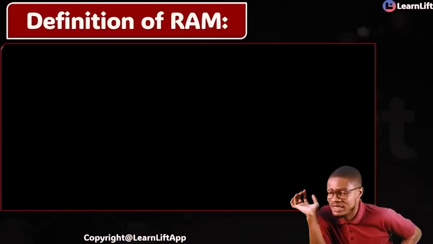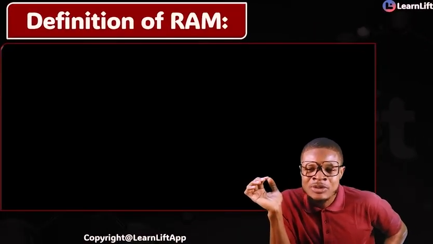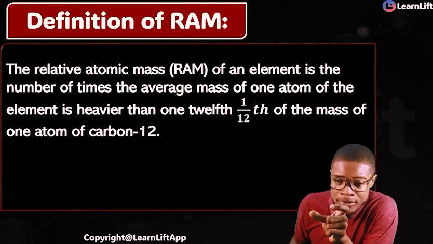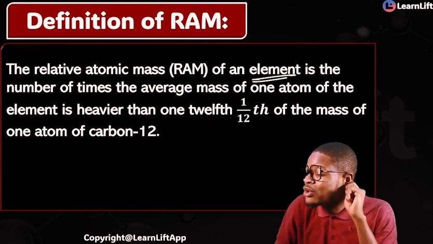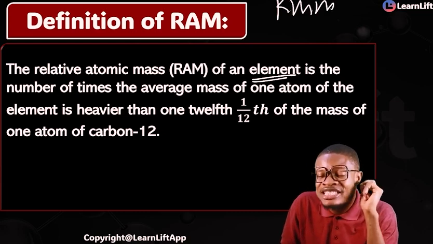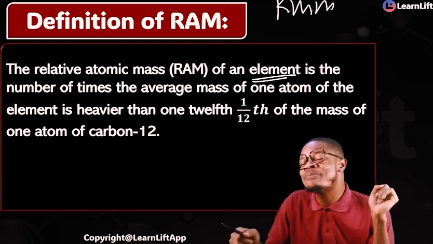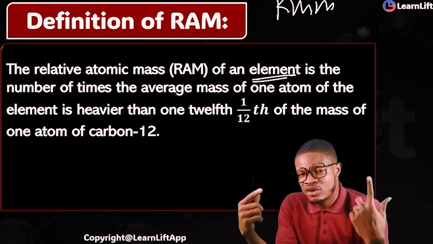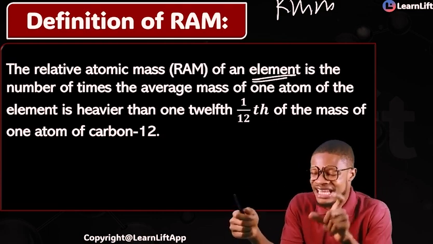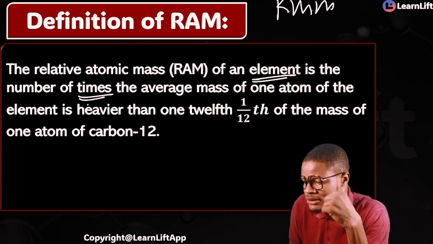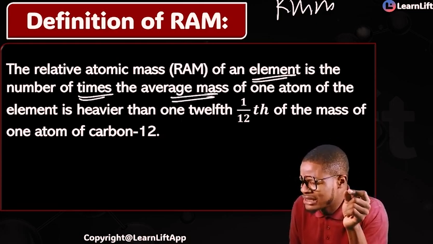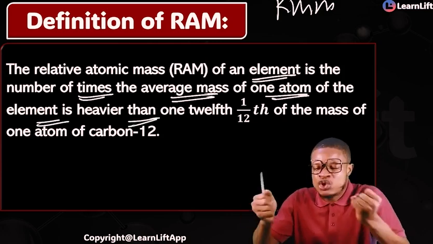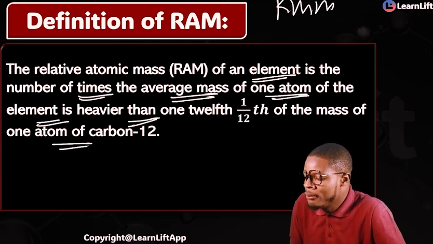Very simple. Follow me from here. This one must enter into you. What is the definition for relative atomic mass? Relative atomic mass, RAM, of an element. When we go to relative molecular mass, it will be relative molecular mass, RMM, of a compound. That's why we use molecular, but atomic is for element. Relative atomic mass, RAM, of an element is the number of times the average mass of one atom of an element is heavier than 1/12 of the mass of an atom of carbon-12.